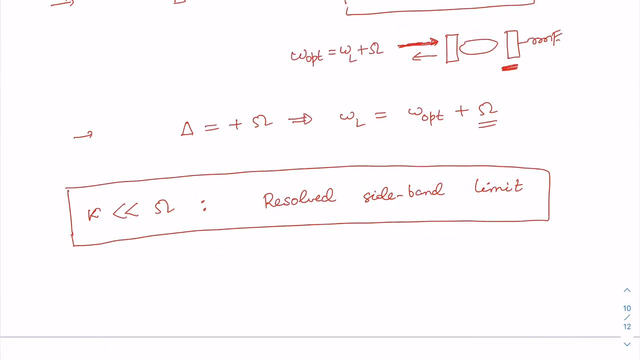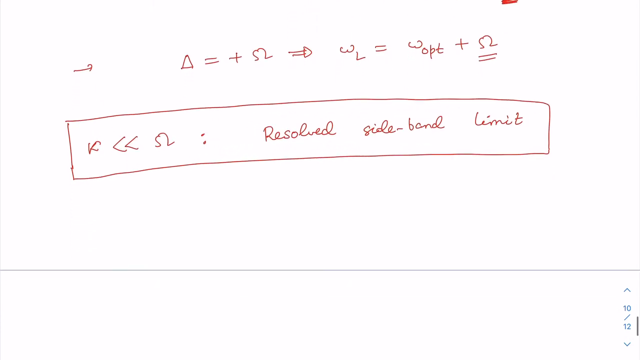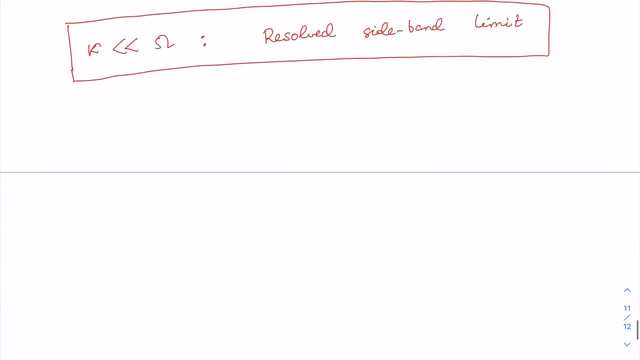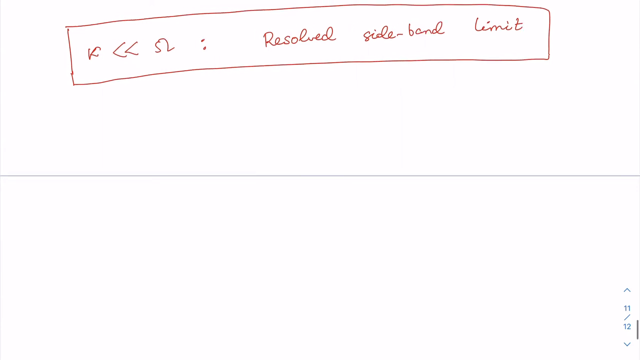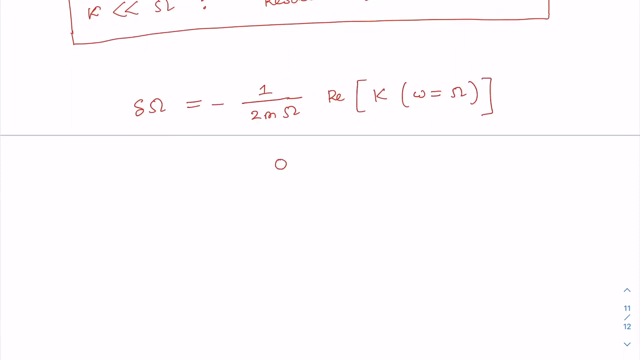Now let us discuss the implication of the real part of K omega. As pointed out earlier, it is related to the frequency shift of the mechanical oscillator. We saw earlier this expression that the frequency shift delta omega is equal to minus 1 by twice m omega, where omega here is the resonance frequency, times the real part of K evaluated at the resonance frequency. This is what we know as the optical spring effect.